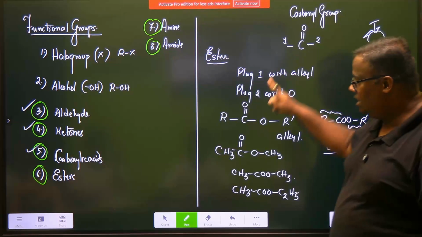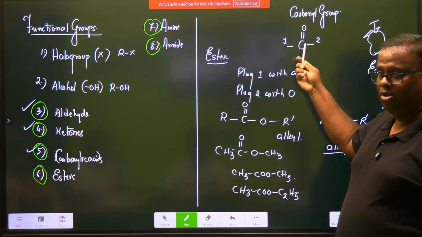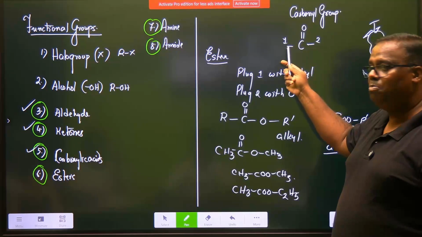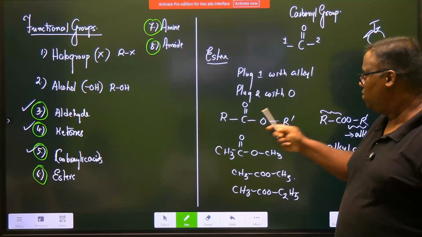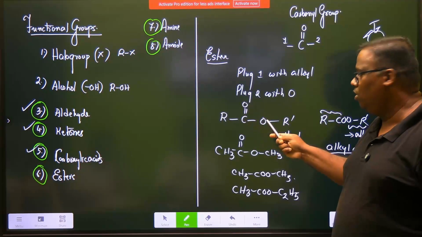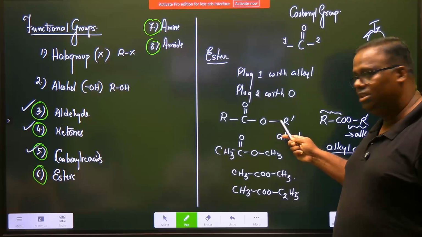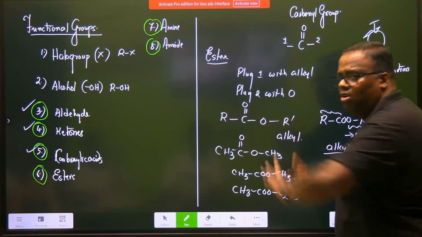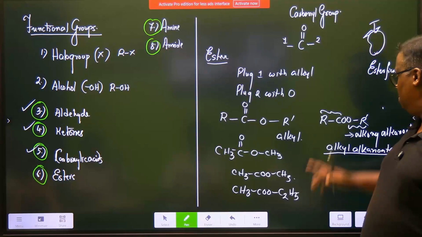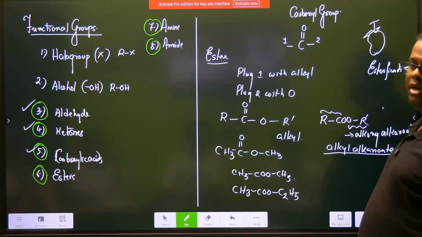Okay, first let us understand ester. Carbonyl group has 2 openings. One will be plugged with an alkyl and the other will be plugged with an oxygen. So how does it look? R, C double bond O, and O will have another opening. Plug another alkyl group there. They can be similar also. So my compound looks like RCOOR dash.